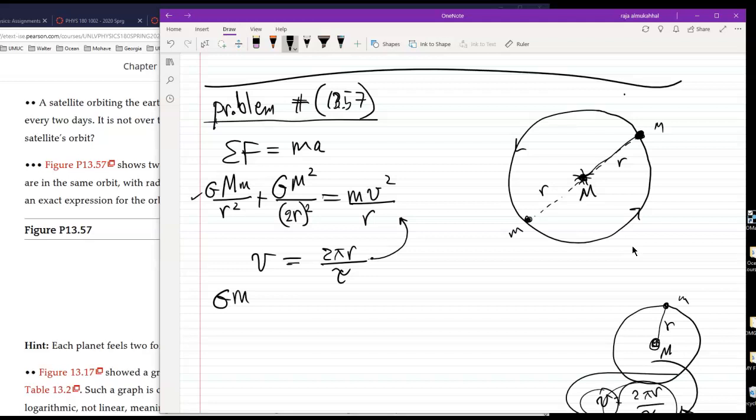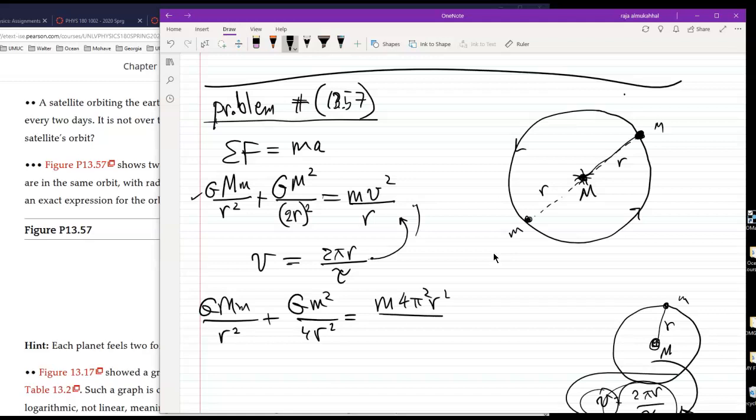GM, big M here, sorry, big M over R squared. Hold on. I'm trying to do my algebra correctly. I'm trying to work fast, and I don't want to work fast. Let me plug in this v in here. Okay, so it's going to be GMm over R squared plus Gm squared over 4R squared equals m times 4 pi squared R squared over tau squared. Correct? See that?